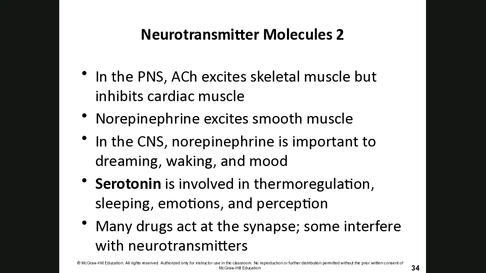Norepinephrine excites smooth muscle. In the central nervous system, norepinephrine is important for dreaming, waking, and mood sensations. Serotonin is involved in your thermal regulation, sleep, emotions, and perception. And then there are many drugs that act in the synapses, like illicit drugs or even pharmaceutical drugs, that can interfere with how those neurotransmitters are doing their job.